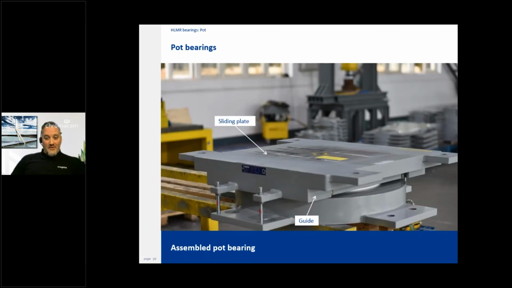This is an example of a movable pot bearing. It's not super easy to see, but that outside rectangular piece is the guide, and then there's a little silver component you can see just to the right side of the guide, and that is a sliding material. And so the sliding will happen between the part labeled guide and the inner piston portion.